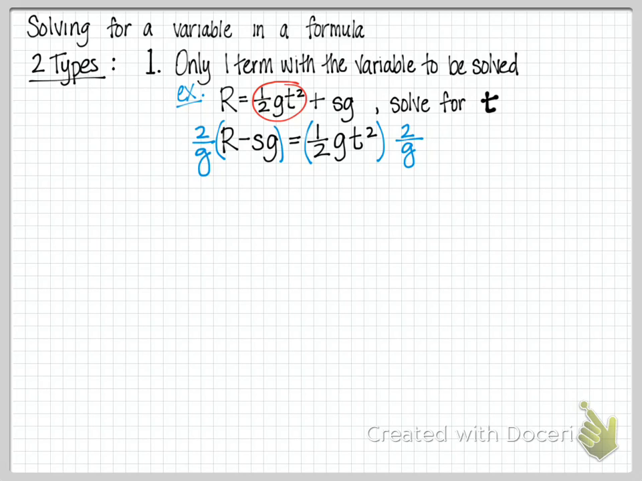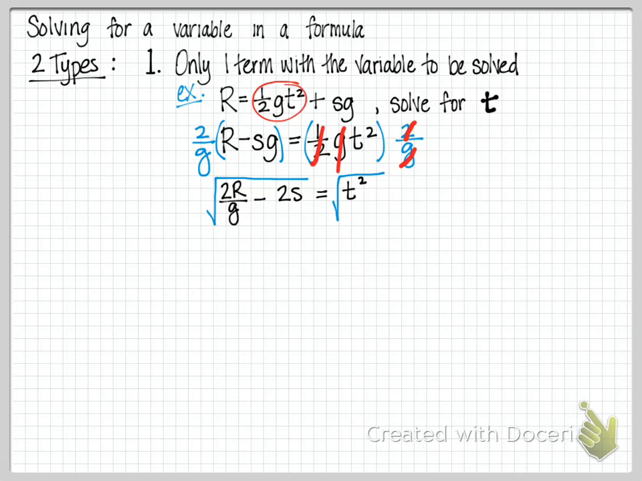And next what we need to do is get rid of this 1/2 g, and to do that we just multiply both sides by 2 divided by g. And that will eliminate it: the 2 will cancel with the 1/2, and the g will cancel with the g, and you'll have it isolated. I'm distributing that 2 over g on the left-hand side. So we have 2r divided by g minus 2s equals t squared. And lastly, we need to take the square root of both sides.